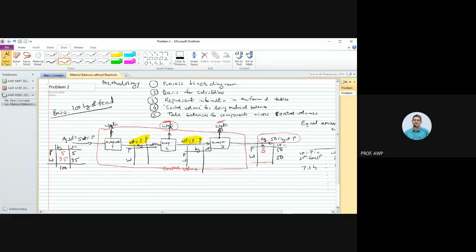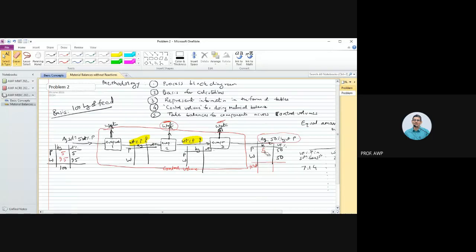Now if P is 5 kgs and the concentration of P is 50 weight percent, that means the total must be 10 kgs. And if total is 10 kgs and P is 5 kgs, this water must also be 5 kgs. Sir, can you repeat once again? Okay.